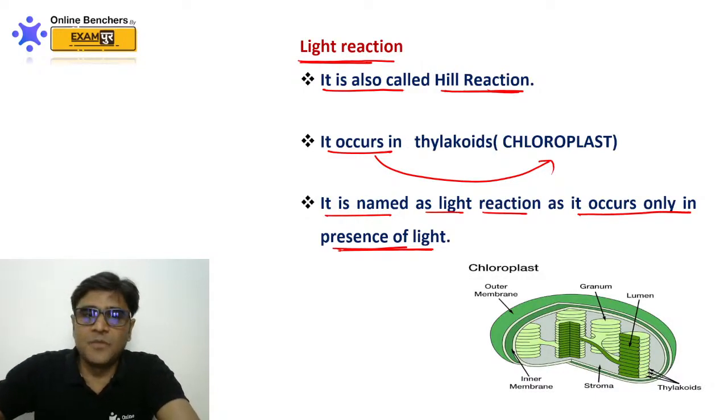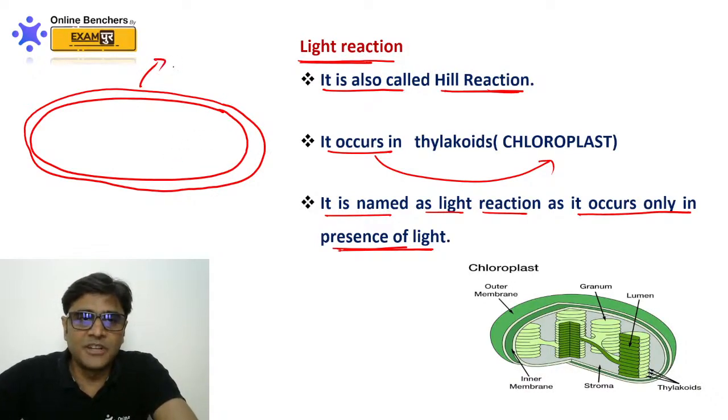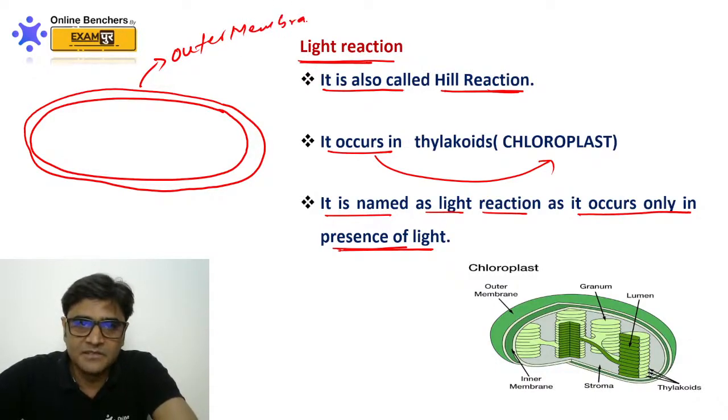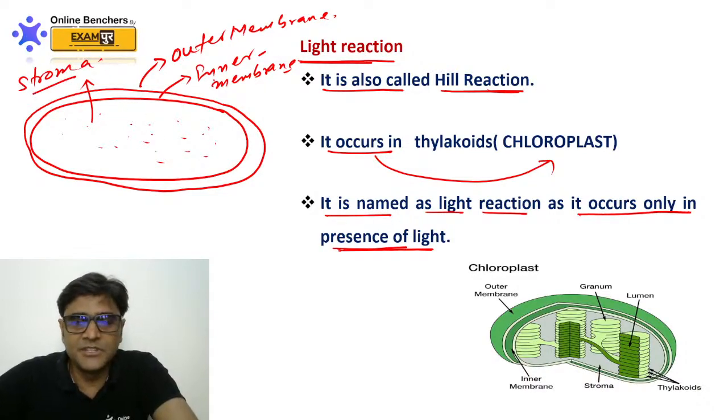So let me draw a simple diagram of chloroplast. As we know, chloroplast is a double membrane structure. It is covered by a double membrane. Suppose this is a chloroplast. This is called the outer membrane. See the diagram carefully. This is known as the outer membrane, my dear friend, and this is your inner membrane. And this space is filled by a viscous fluid which is known as stroma.